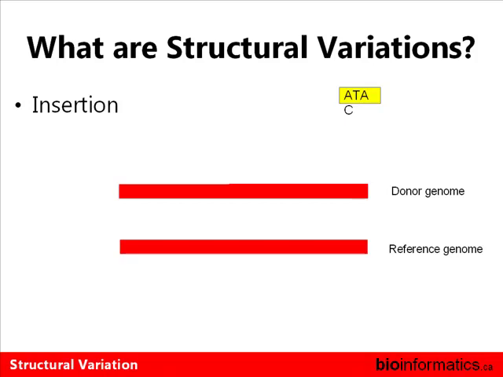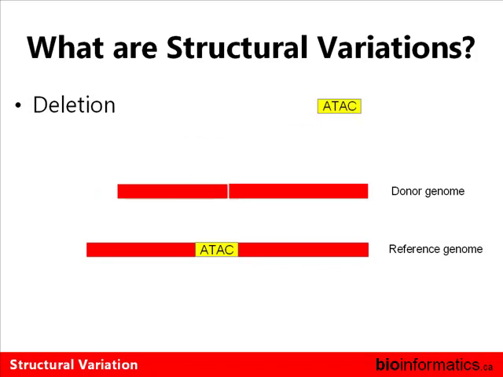So what does an insertion look like? Well, you have a donor genome, and all of these will have a donor genome. This is a genome of some individual whom you're sequencing, and the reference genome, and that's what's located at NCBI or UCSC, which you can download. And when you compare them, if there's an extra piece of DNA in the middle, that's an insertion. Similarly, a deletion is when the donor genome is actually missing a piece of DNA.